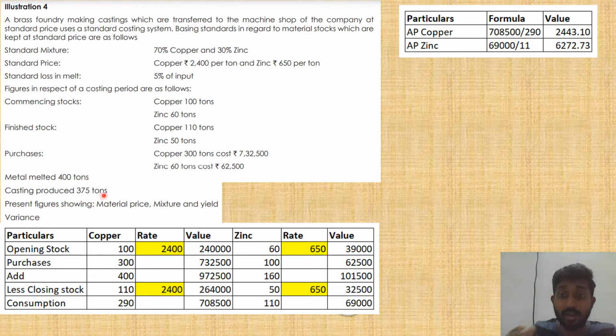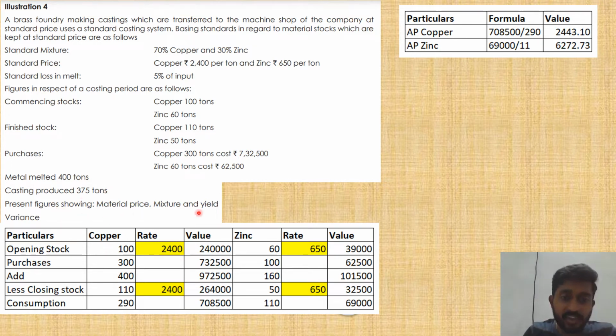Okay, so the actual quantity that is produced is 375 tons. So friends, you should get involved in the question, and then only you will understand. Metal melted is the actual input that is taken. How much has come out? 375. That is the actual quantity after losses.